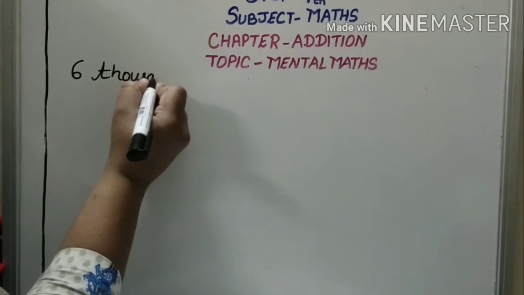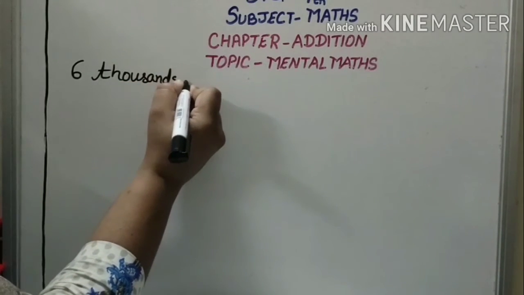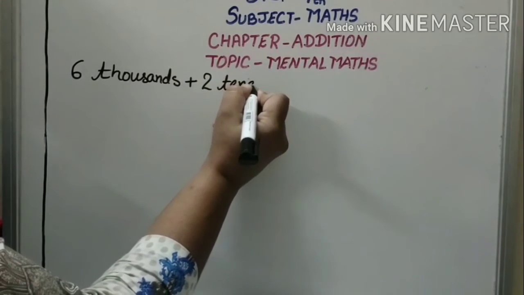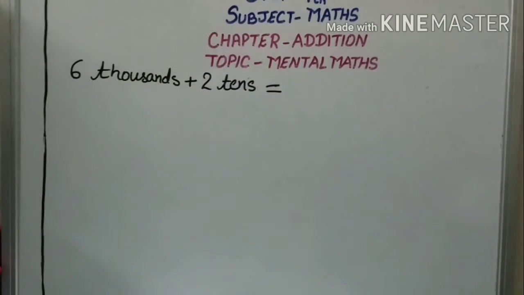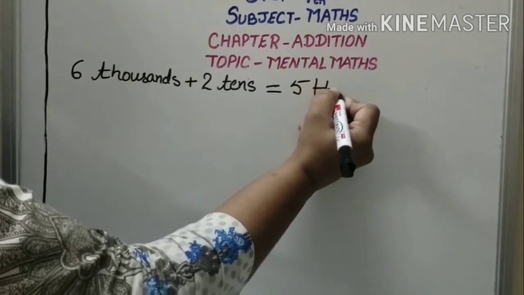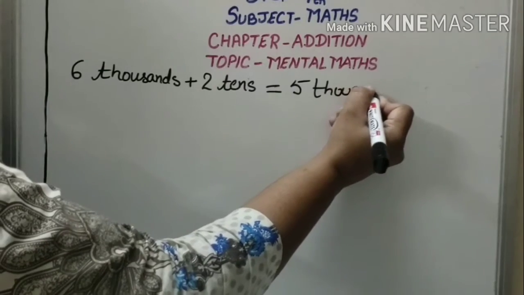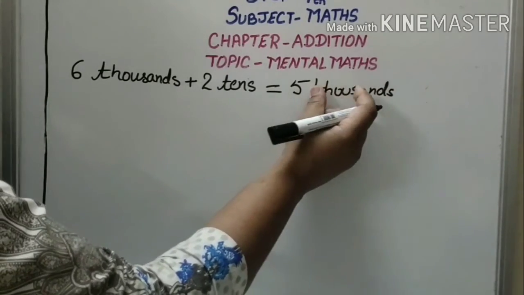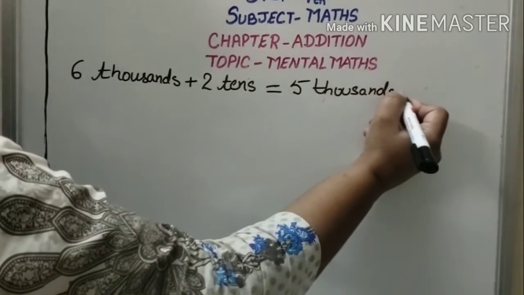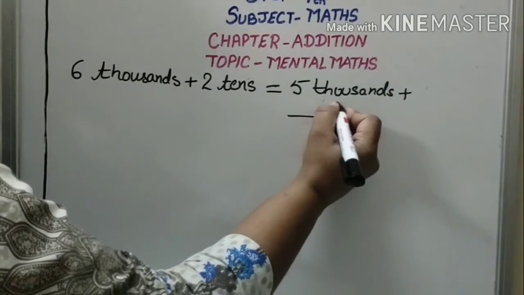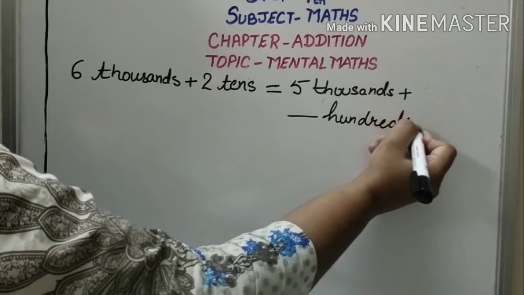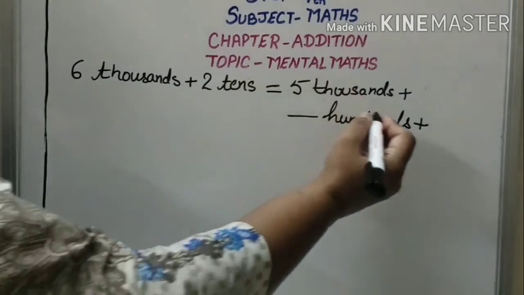Okay, children. Our next question is 6000 plus 2 tens. This is little bit different, children. Just we have to understand what is this. 6000 plus 2 tens is equal to 5000 plus fill up hundreds. That means what will come here? Plus 12 tens.